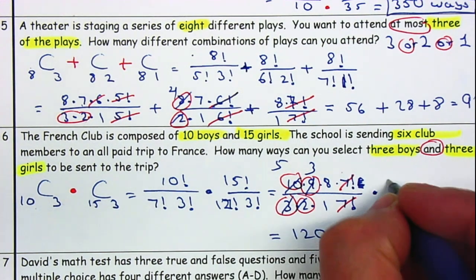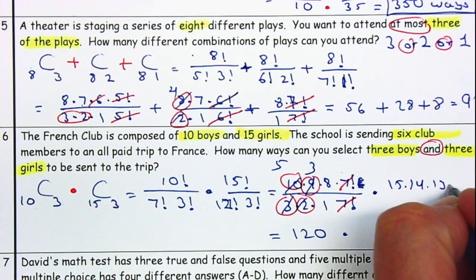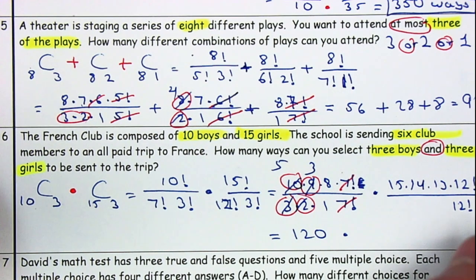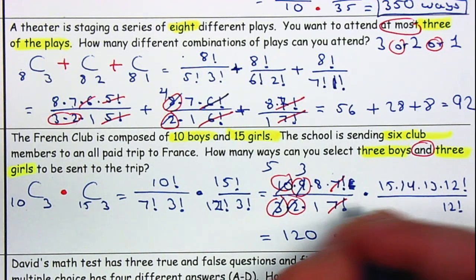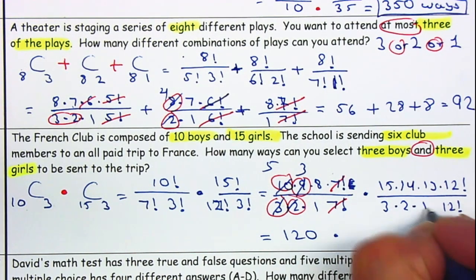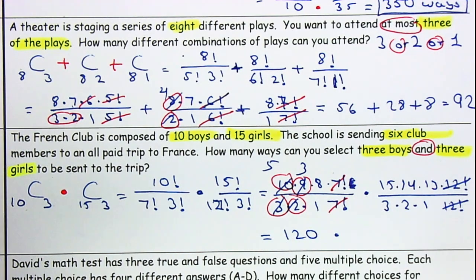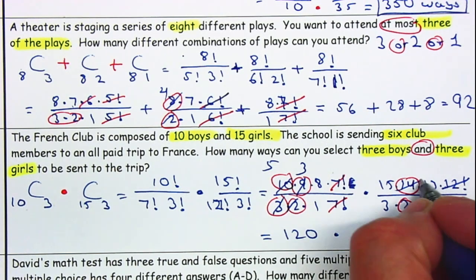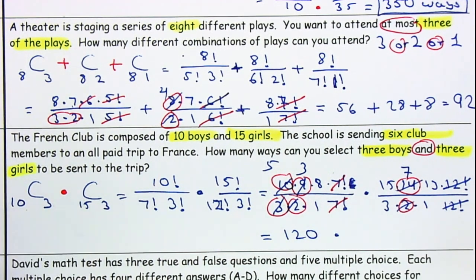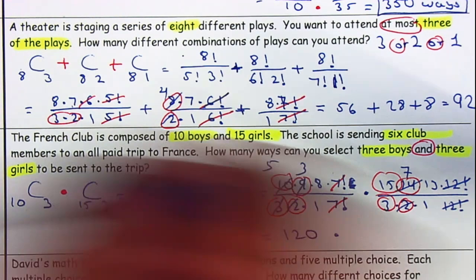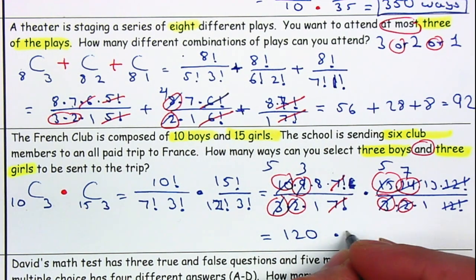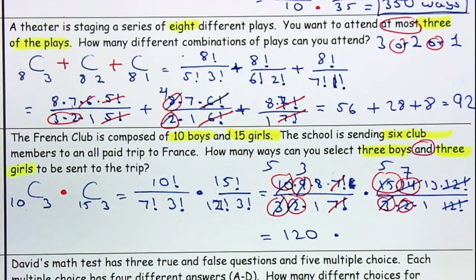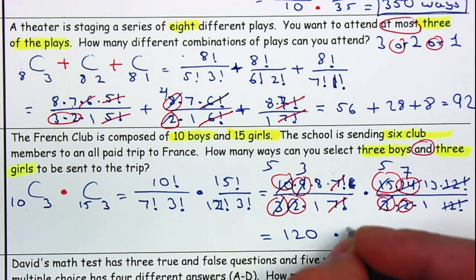Now, 15 factorial will be 15 times 14 times 13 times 12 factorial. That will cancel with 12 factorial. And underneath, I still have my 3 factorial, which is 3 times 2 times 1. 12 factorial cancels. Let's reduce. 14 and this 2 becomes a 7. So divide by 2, that's a 7. The 15 and the 3 will become a 5. So I'll just have 7 times 5 times 13, which is 455.